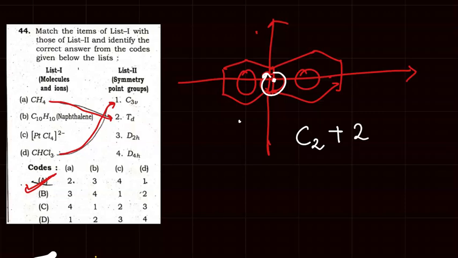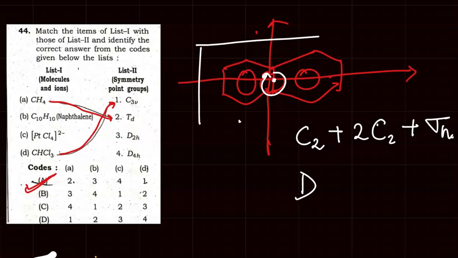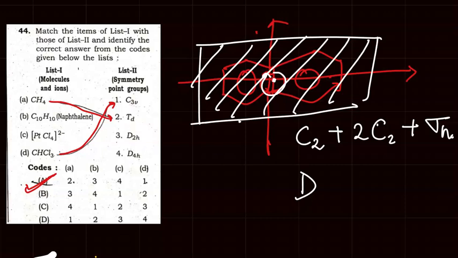axes, so 2C2 axes, and hence this will belong to the D point group. Along with that, here we have also sigma H plane. If we pass a plane in this way, it will cut the molecule equally, and hence this will also have sigma H. Okay, so the point group for this molecule will be D2H, so for naphthalene, 3 will be the correct answer.